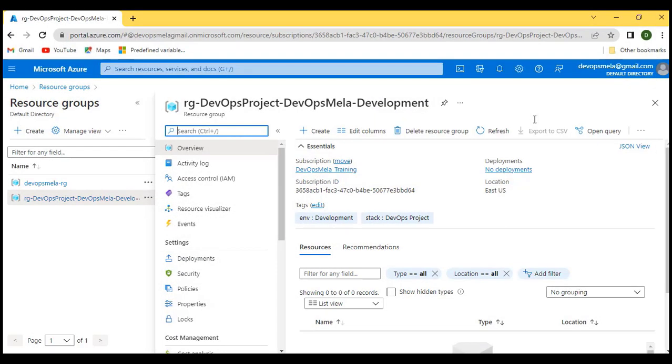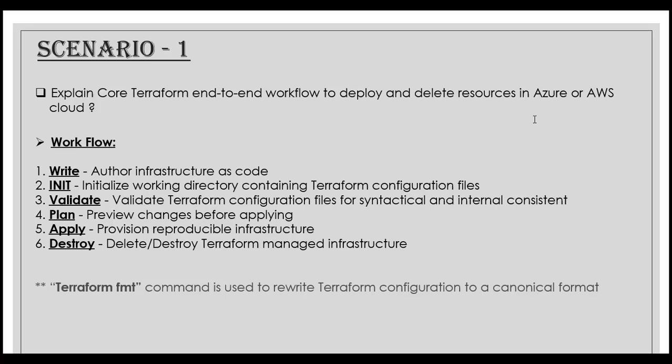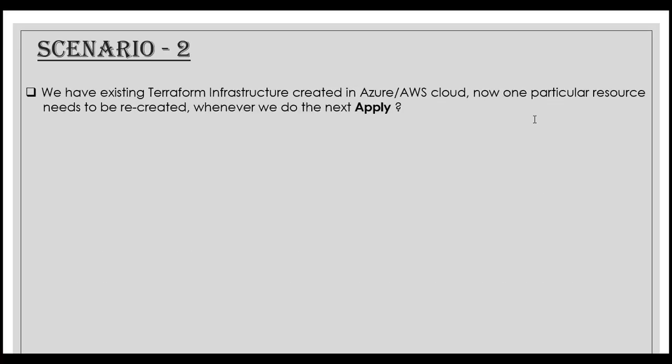Let's move on to another scenario. The other question is, we have existing Terraform infrastructure created in cloud. Again, whichever cloud it is doesn't matter. Now, one particular resource needs to be recreated whenever we do the next apply. Listen to this question very carefully. We already have an existing resource created in cloud, and one particular resource needs to be recreated. Why does it need to be recreated? It could be any reason.